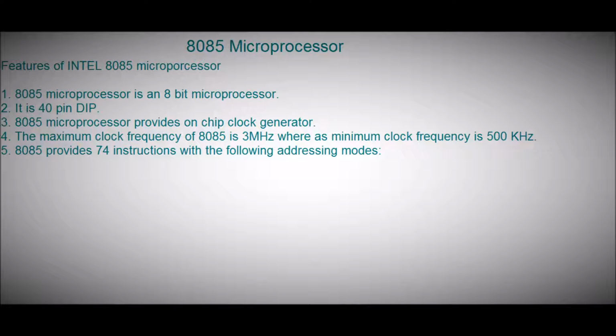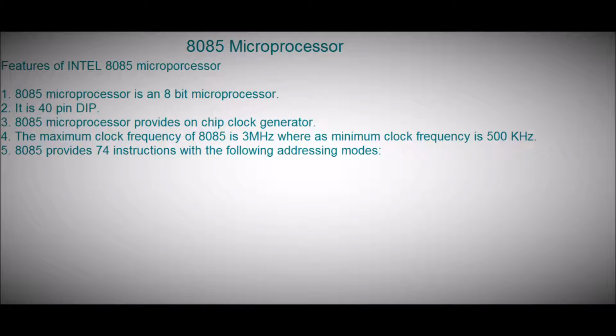It is manufactured with NMOS technology, which means N-type metal oxide semiconductor logic uses N-type field effect transistors, MOSFETs, to implement logic gates and other digital circuits. 3. 8085 microprocessor provides on-chip clock generator. There is no need of external clock generator, but it requires external tuned circuit like LC, RC or crystal.